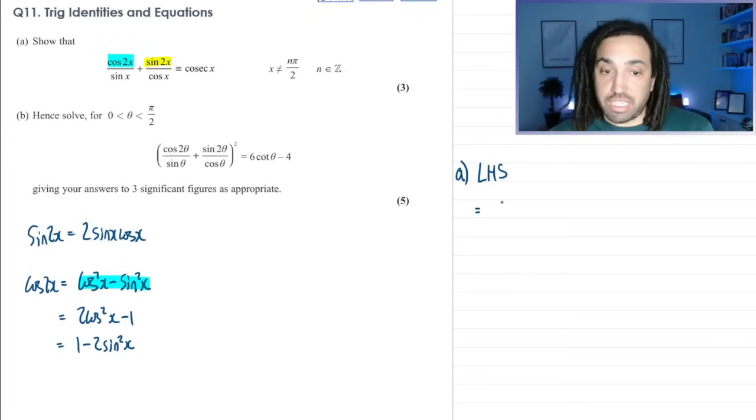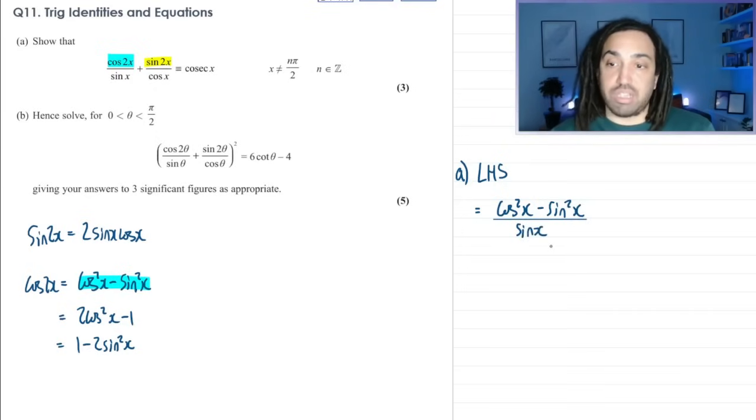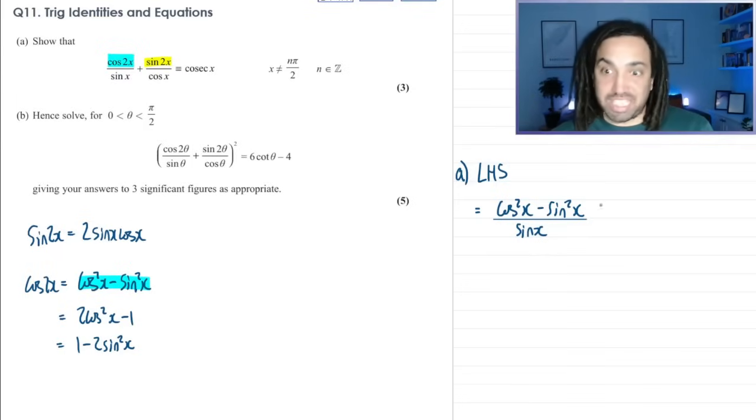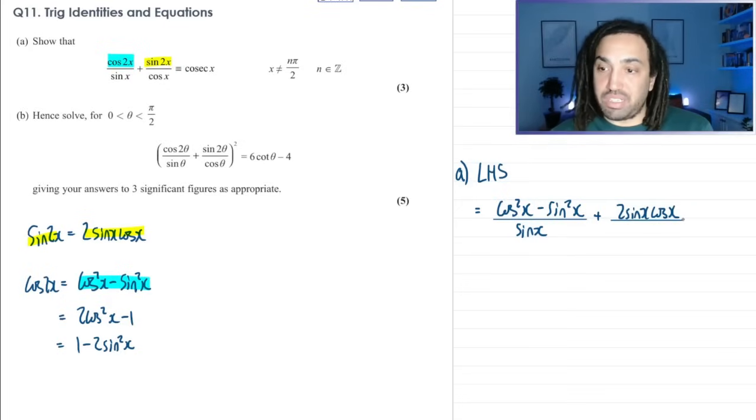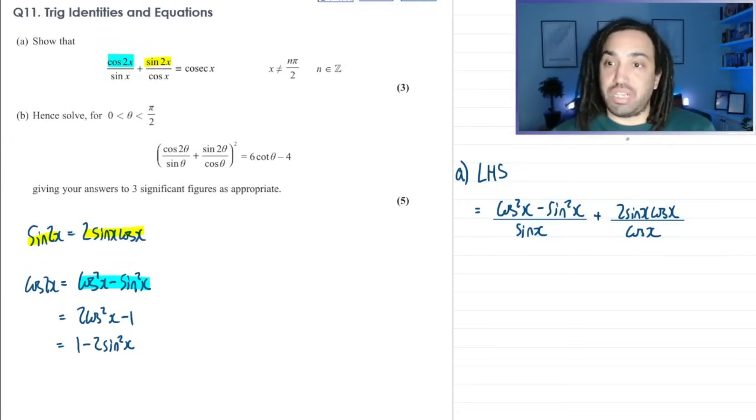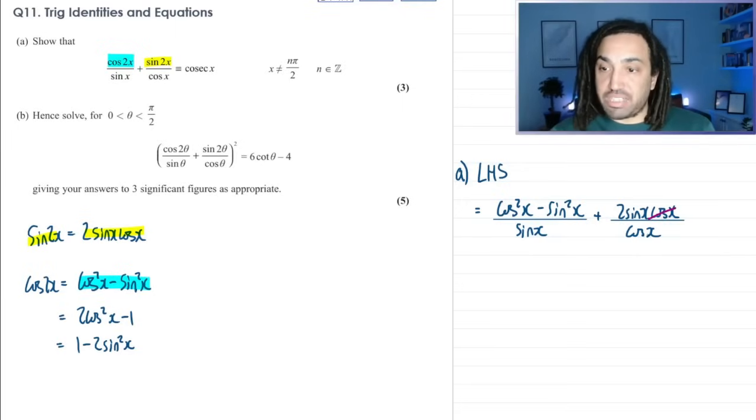So the left-hand side is cos squared x minus sine squared x all over sine. I already know which one. Oh, that doesn't matter. Let's carry on. It's all good. Plus sine 2x, which we're going to swap out for this. So that's plus 2 sine x cos x, and that is all over cos x. Okay, perfect. Right, so this is going to cancel, this is going to cancel.